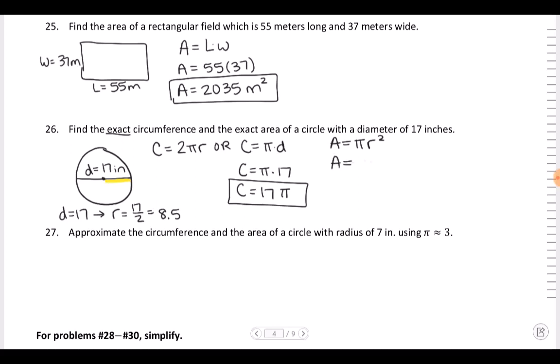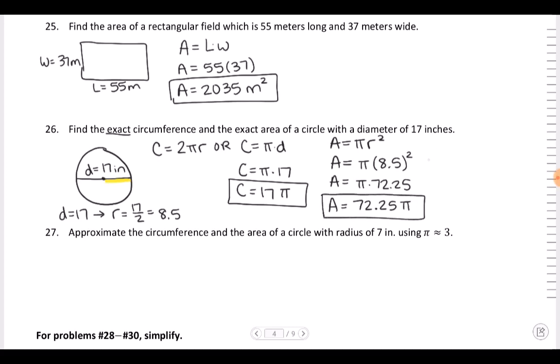So area is going to be equal to pi times, and my radius is either 8.5, since this is an exact decimal. I'll also show it with the fraction. So pi times, well, 8.5 squared is 72.25. So my answer would be 72.25 pi. That's if you wrote it with the decimal.